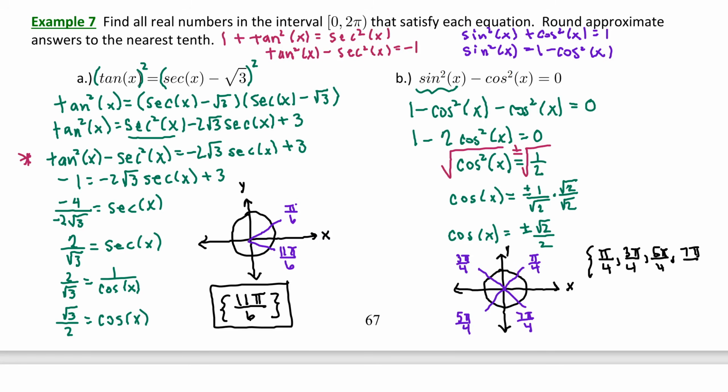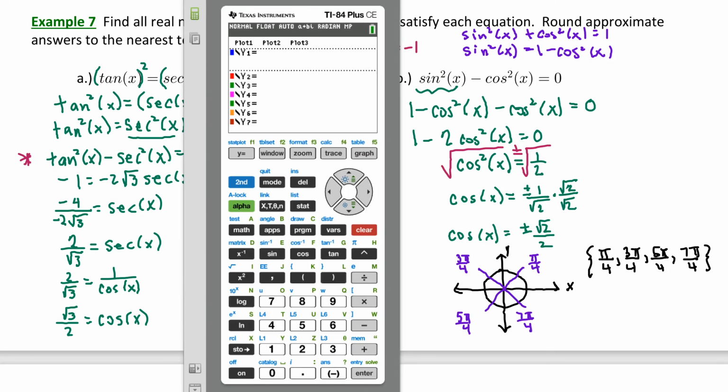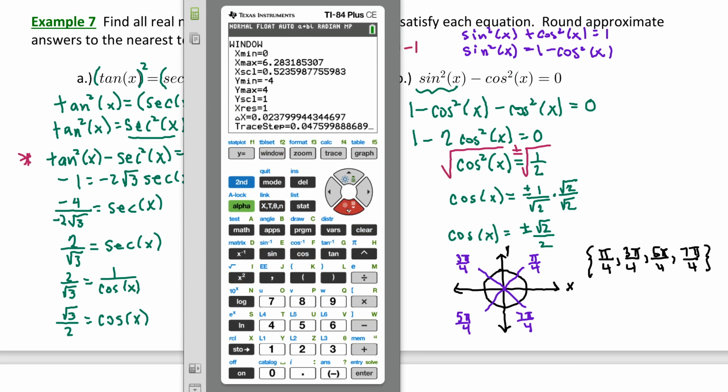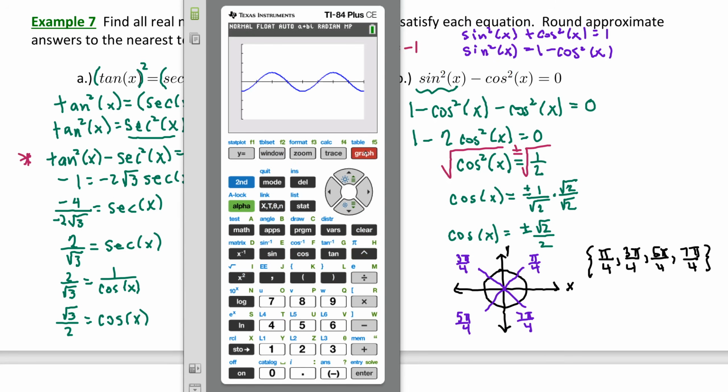So let's check out this list as it appears as x-intercepts on a graph. The original equation is already equal to 0, so that's good. I don't have to move anything around. We'll type in sine squared of x minus cosine squared of x. My window is already set for 0 to 2 pi, but I'm going to set my x scale to pi over 4 so that I can easily recognize my solutions.